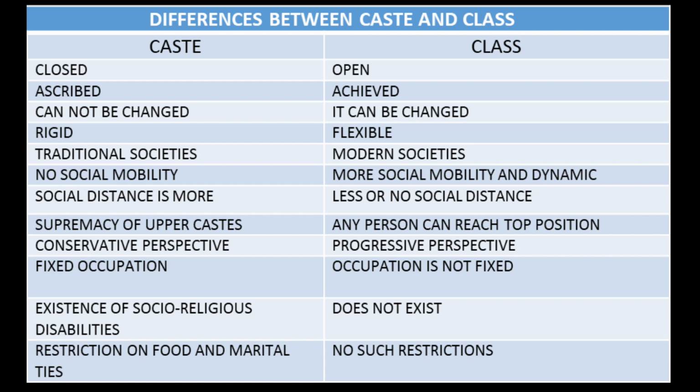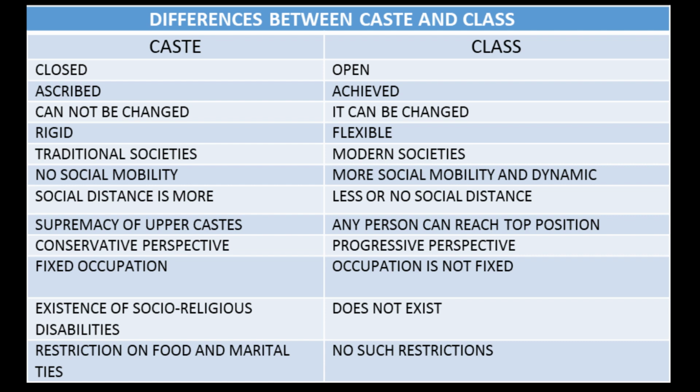Because caste is ascribed, class is achieved. Caste cannot be changed. Class can be changed. Caste is very rigid. Class is flexible. Caste is essentially a feature of traditional societies, whereas class is a feature of modern, progressive societies. In the caste system, there is no social mobility. The occupations are fixed, whereas in class, there is more social mobility, as the occupations are not fixed to one generation or, for that matter, to one individual. In the caste system, more social distance is followed. In the class system, there is no such social distance.